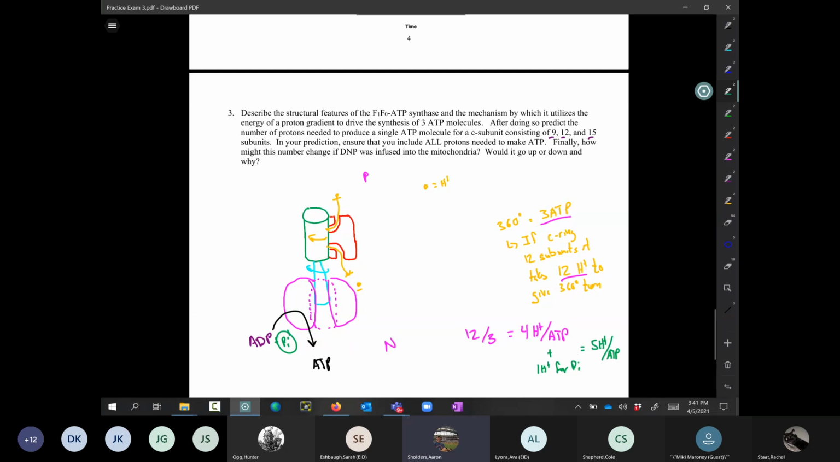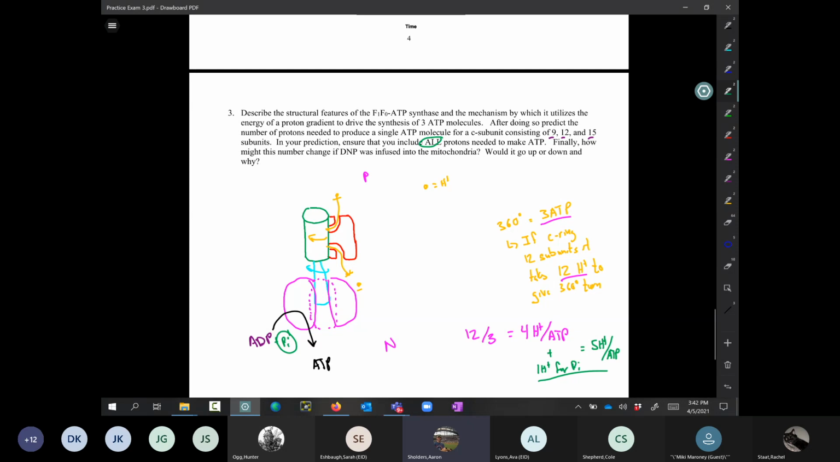Okay, all right. Now it goes on to say this: in your prediction, ensure that you include all protons. Okay, and all protons meaning this one, right? You have this extra one. Finally, how might this number change if DNP was infused into the mitochondria? Would it go up or down, and why? It would go up, most certainly. Okay, it would take more, quote unquote. I mean, it would still take this. That's actually kind of the way that question's worded is not quite right.